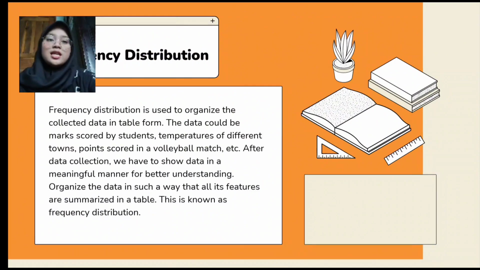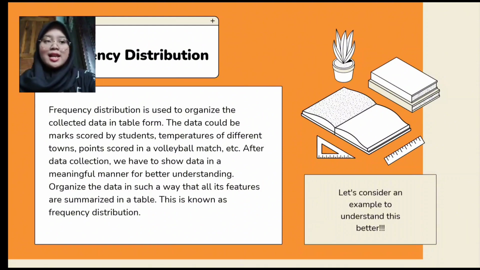Frequency distribution is used to organize the collected data in table form. The data could be marks scored by students, temperatures of different towns, points scored in a volleyball match, and other things. After data collection, we have to show data in a meaningful manner for better understanding. Organize the data in such a way that all its features are summarized in a table. This is known as frequency distribution.